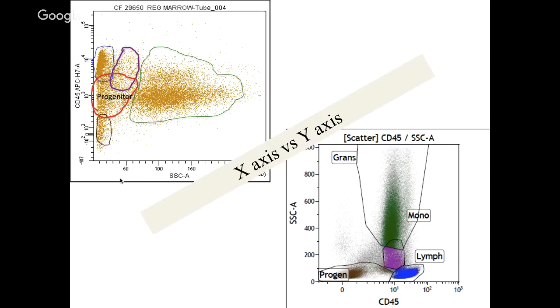Now, a second point for postgraduates, for residents, is x-axis versus y-axis. There could be companies which use CD45 on the y-axis and they teach you like that, and then other companies might show you CD45 on the x-axis. It basically gives you the same message. There's nothing different here. It's the same.